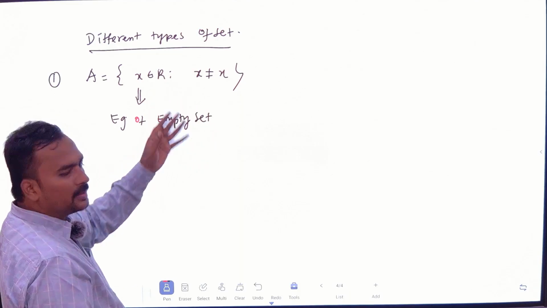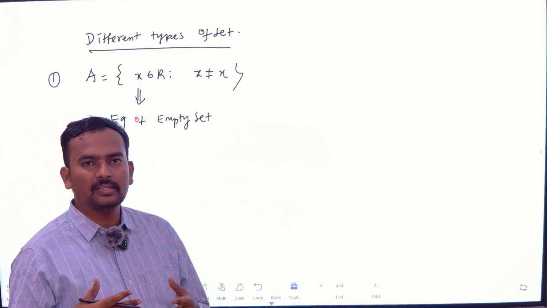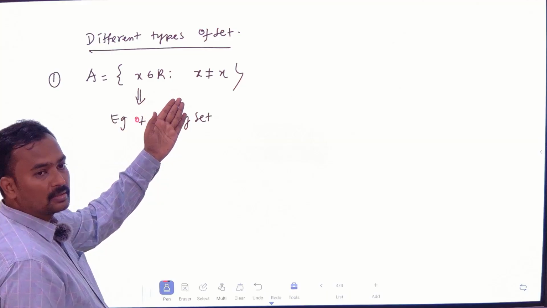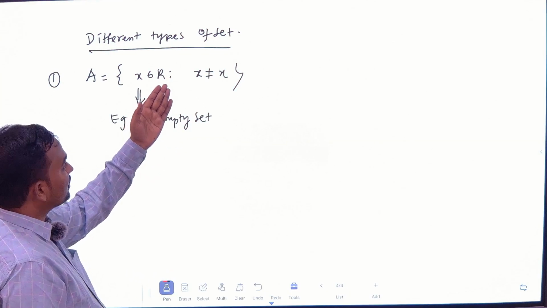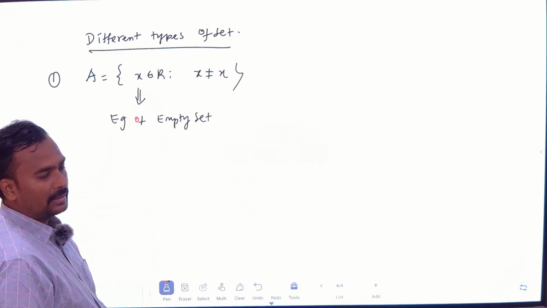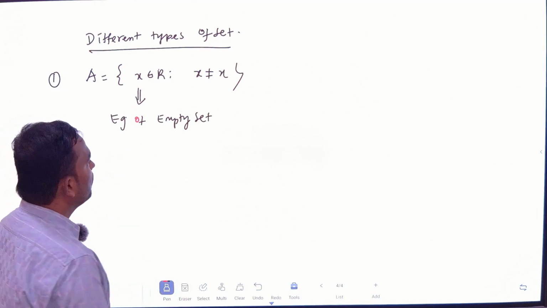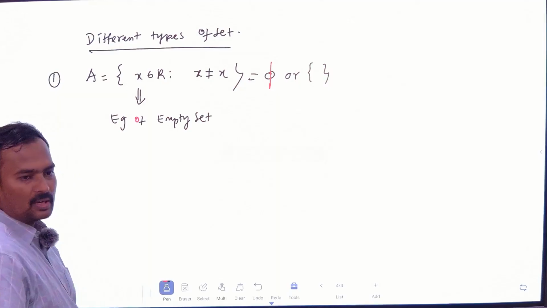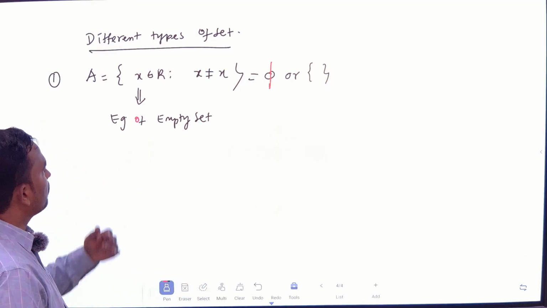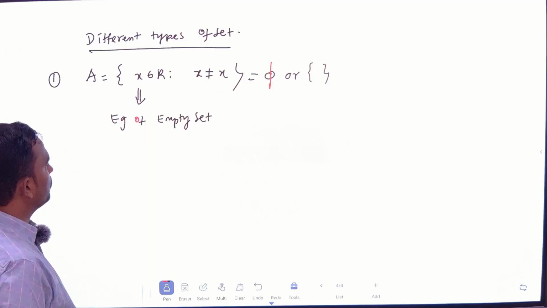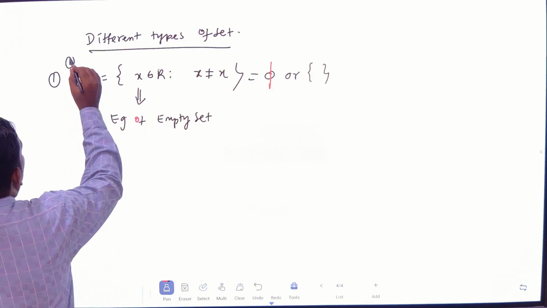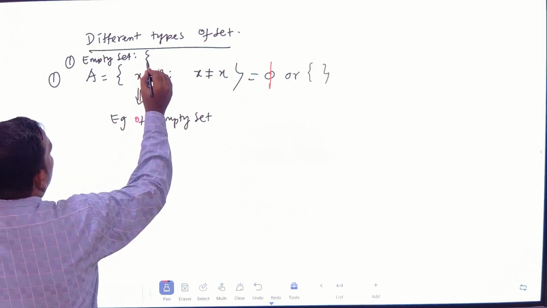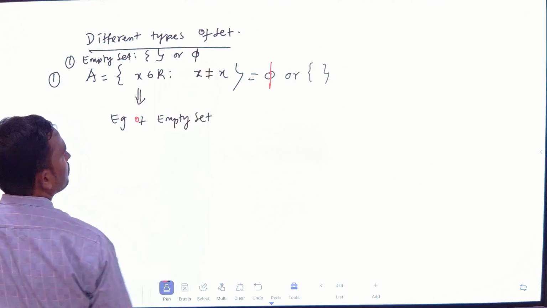You are collecting all the real numbers. Real numbers means what? Rational and irrational combinations, right? You can take square root 2, it is a real number, but it is not in A, because square root 2 equals square root 2. This is the empty set. You can use this symbol or this symbol for the empty set. You are collecting the elements which are not equal to themselves, which is not possible, therefore no element is possible. So first we are discussing the empty set.